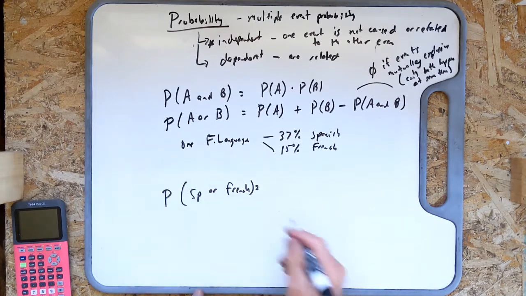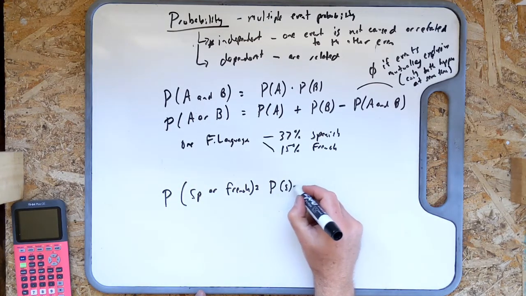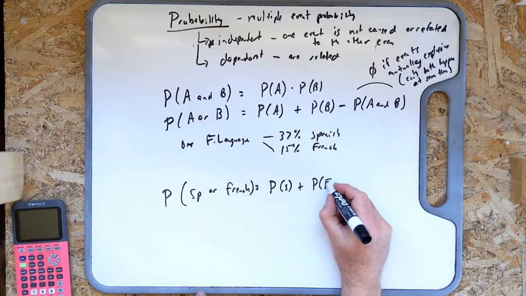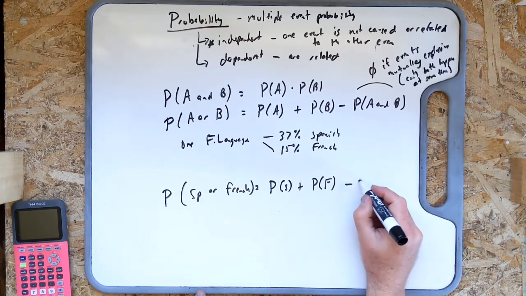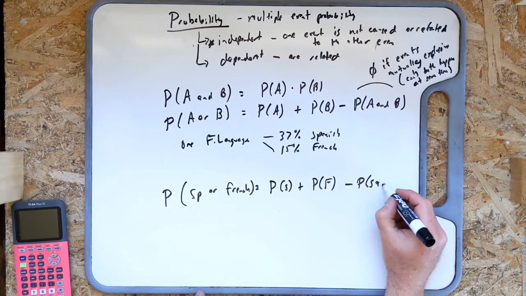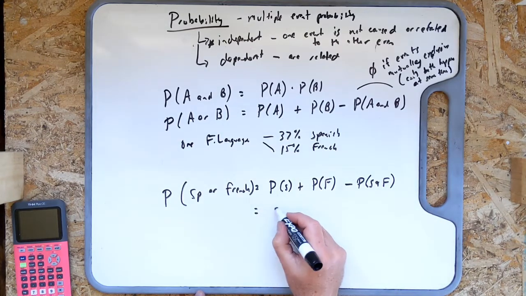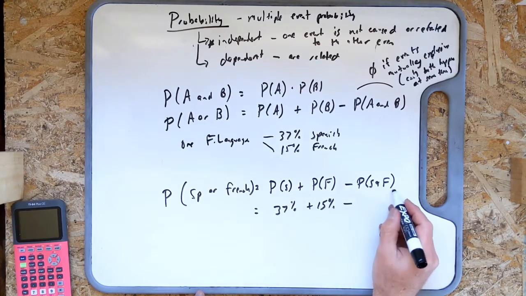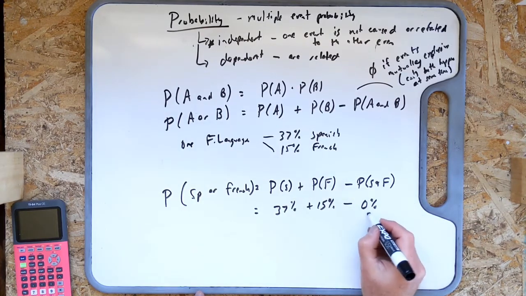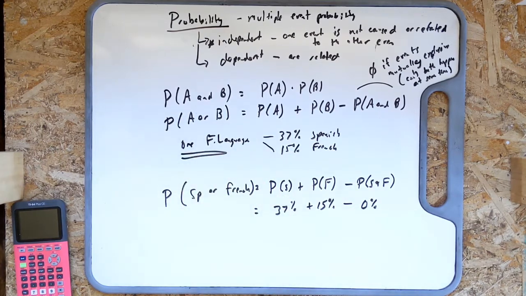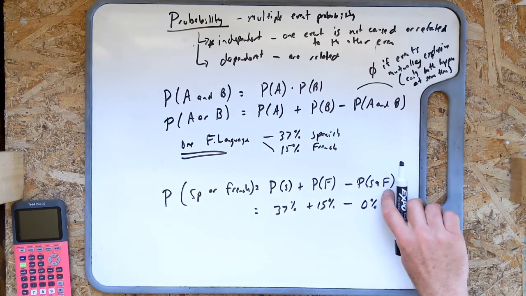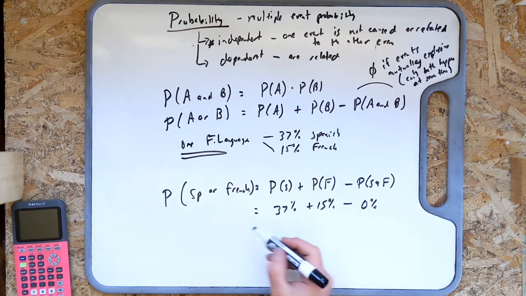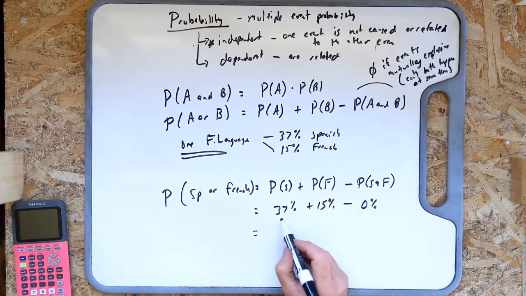Well, the or again would just say it's the probability of Spanish plus the probability of French minus the probability of Spanish and French. Probability of Spanish is 37%. Probability of French is 15%. Probability of Spanish and French is 0. And the only reason it's 0 is because you can only take one foreign language. If you could take two, you'd need to know this number to be able to get the actual percentage of people taking Spanish or French, because there'd be overlap. So this would be 37 plus 15, which is 52% total that are taking Spanish or French.